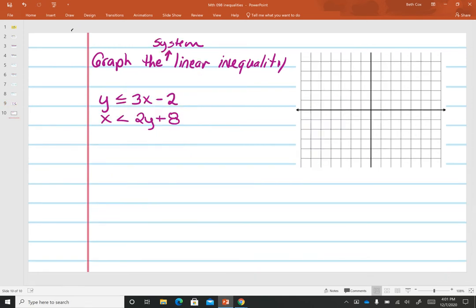Let's do another one real quick. This one is a system of linear inequalities. So I'm going to graph the line.